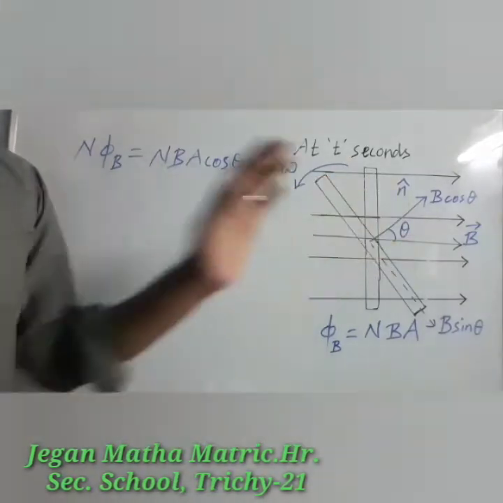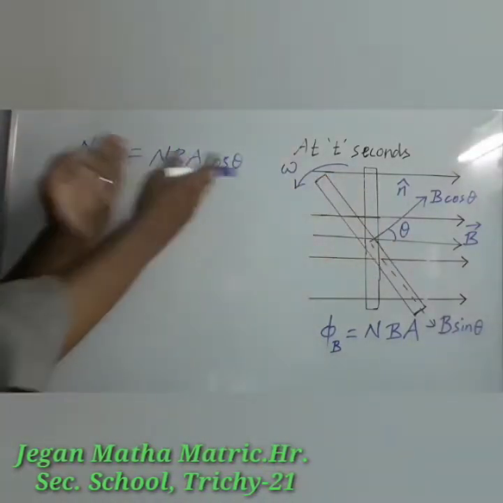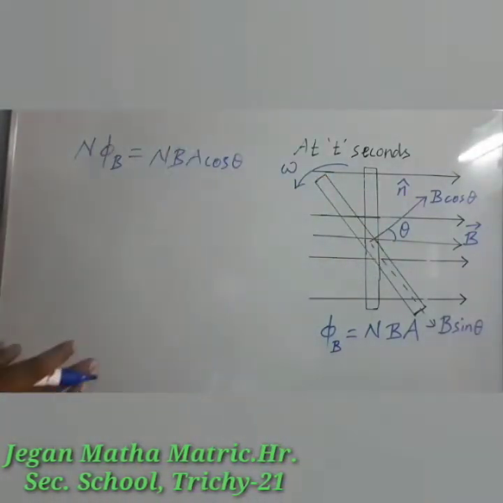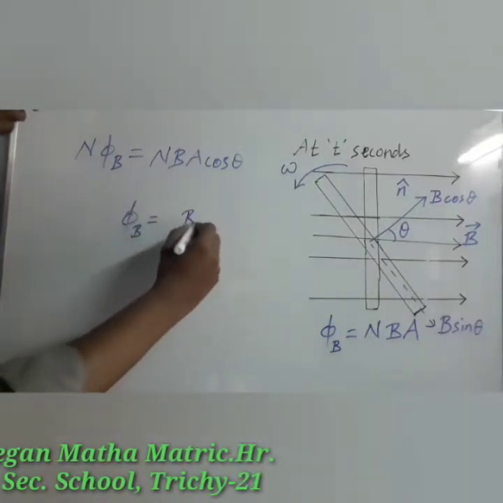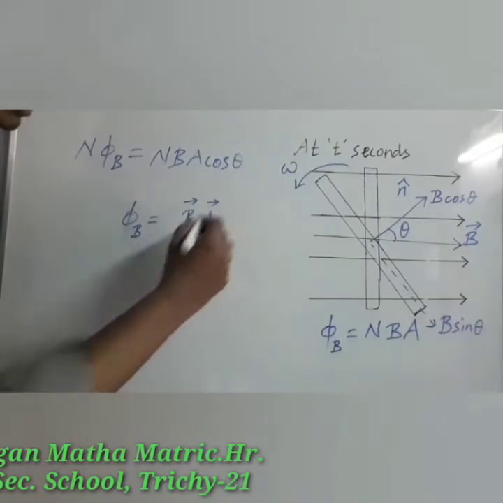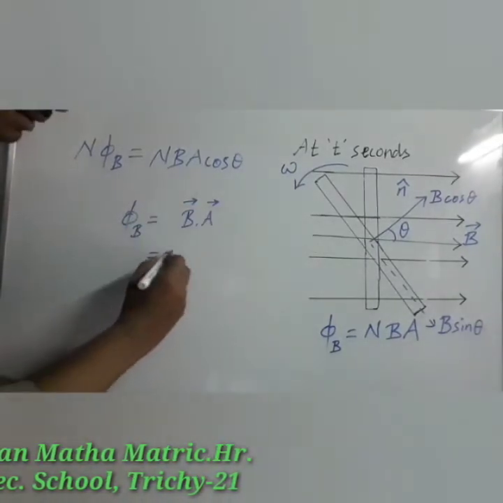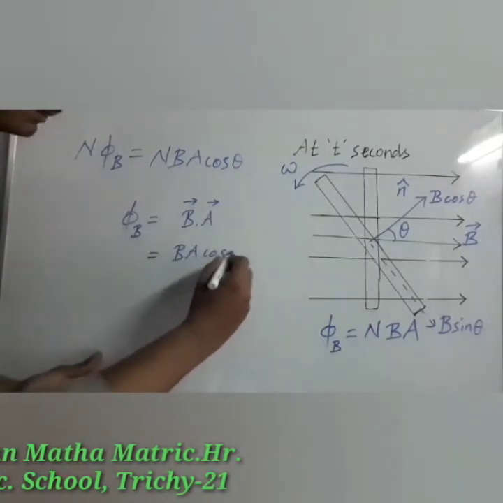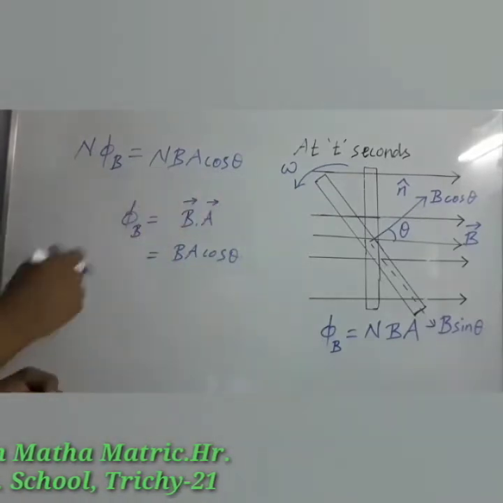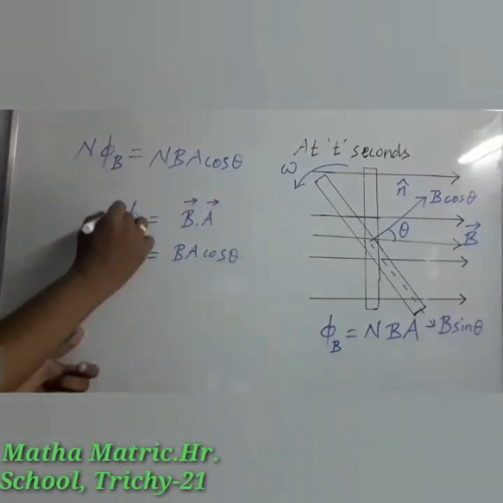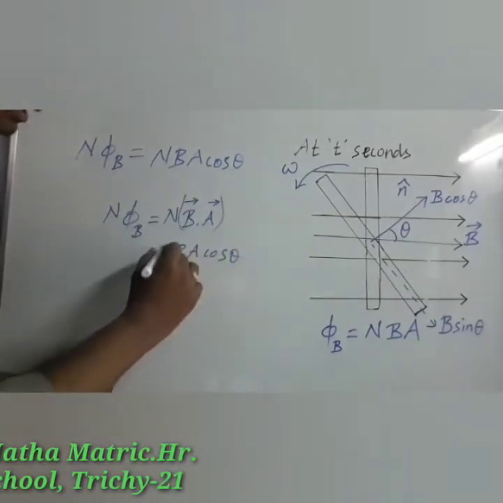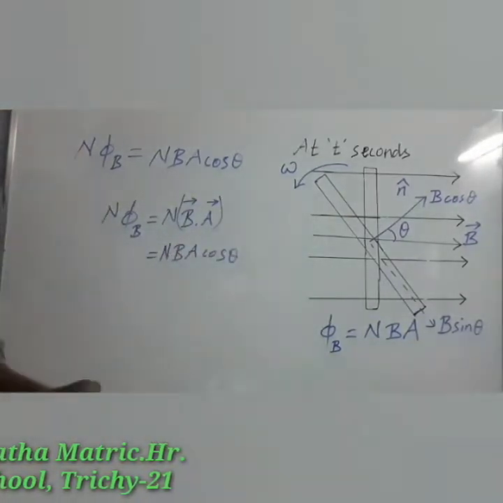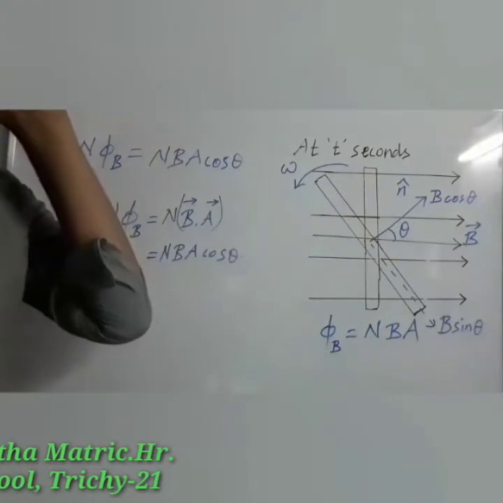With the help of the diagram, we can write the formula, or otherwise, initially we learned the formula for phi B. Phi B is equal to B dot A, B vector dot A vector. Since this is a dot product, we can use B A cos theta. So what is the formula for flux linkage? Here I have written flux linkage N. You have to multiply, so here also N can be multiplied. That is nothing but N B A cos theta. If you understand, you can use that method.